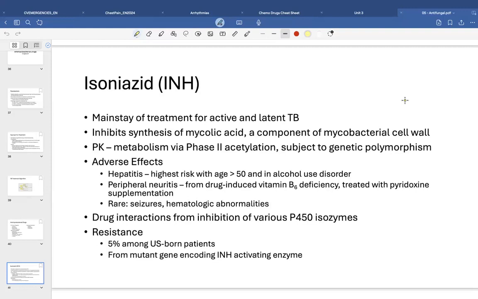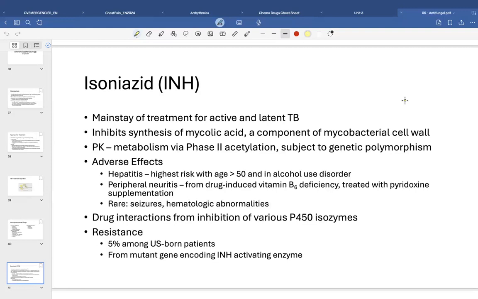Again, these are long-term regimens, 6 months, 9 months. So side effects are going to be relevant for patients with liver disease and alcohol use disorder, and older patients that are at risk for hepatitis. They could cause neuropathies, peripheral neuropathies. INH actually causes a pyridoxine, vitamin B6, deficiency. So we have to supplement with pyridoxine to help offset nerve toxicity, and then you're less likely to see seizures.